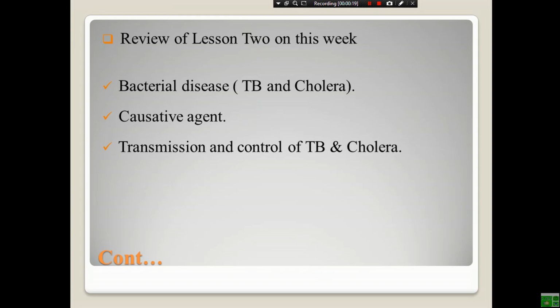In the previous lesson, we discussed bacterial diseases, tuberculosis and cholera, including their causative agents. The causative agent of tuberculosis is Mycobacterium tuberculosis, and the causative agent of cholera is Vibrio cholerae. And also we discussed the transmission and the control of tuberculosis and cholera.